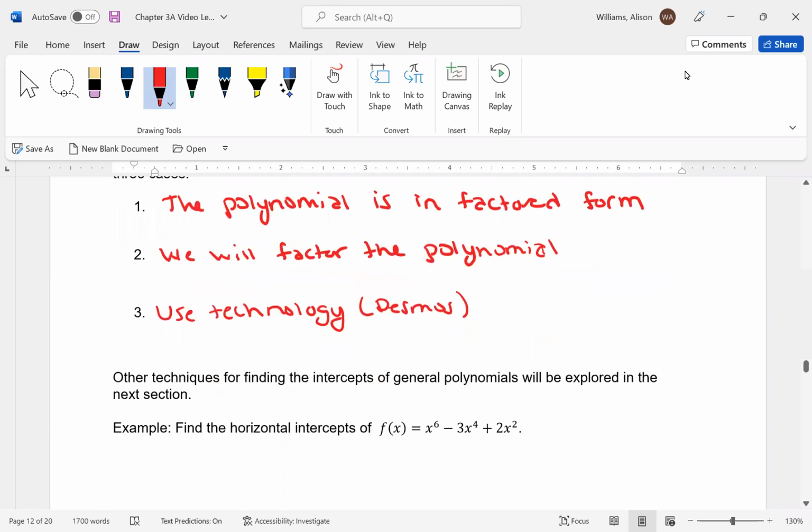And then we'll look in the next section. Sorry, they put a little sentence here: other techniques found in the next section. So we'll look at other techniques later, but for right now, this is what we're going to focus on to build to where we're heading.